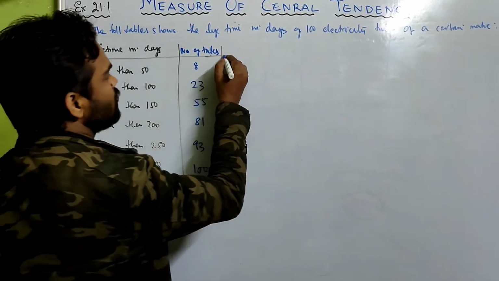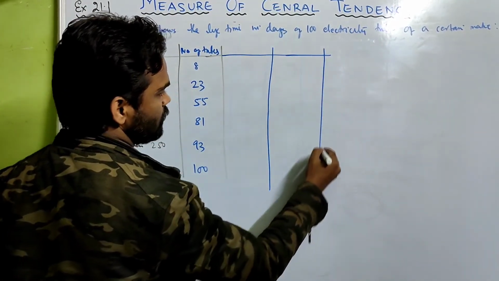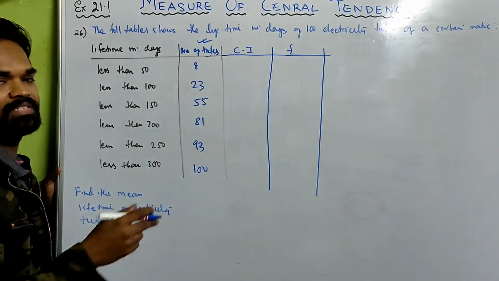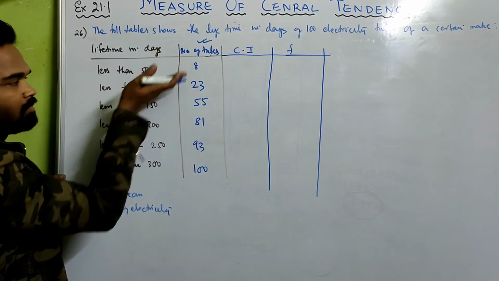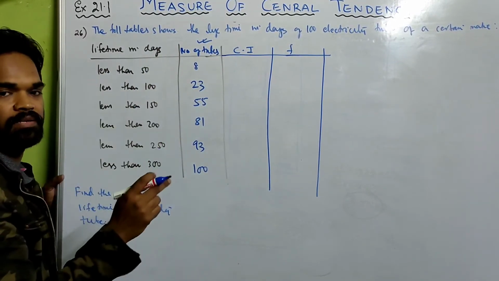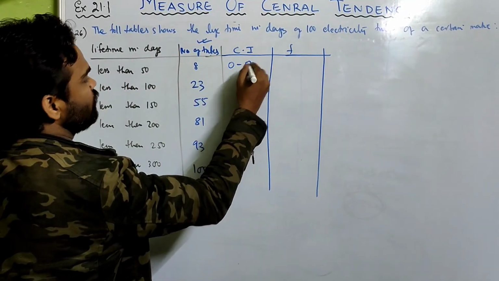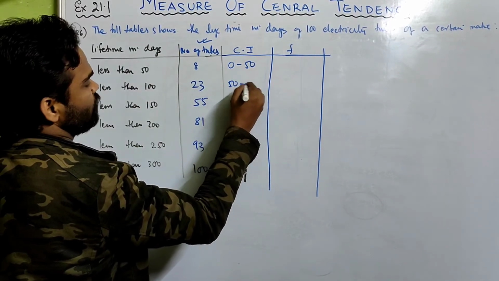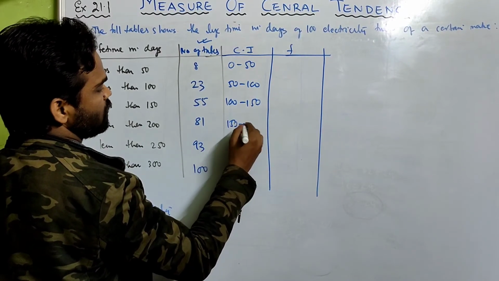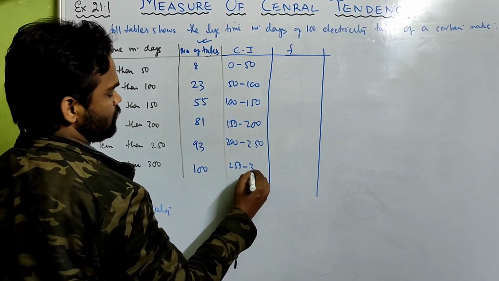First of all, from the given data, first calculate CI and then frequency. Now you'll tell, sir, this is frequency. No, this is cumulative frequency. Less than 50, less than 100, which means less than 50 plus 50 to 100. There were 23. So that's cumulative frequency. So CI is what? Less than 50, so I'll take 0 to 50. Less than 100, I'll make 50 to 100, 100 to 150. I'm forming the class intervals. 200 to 250, 250 to 300.